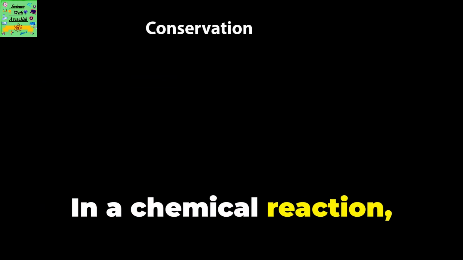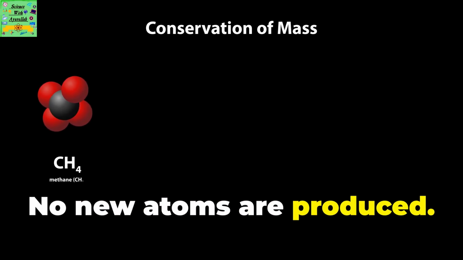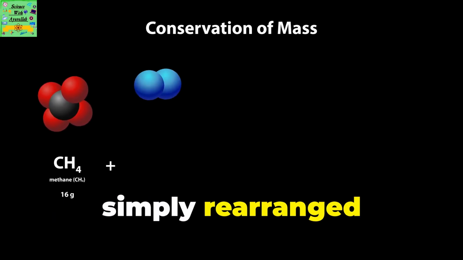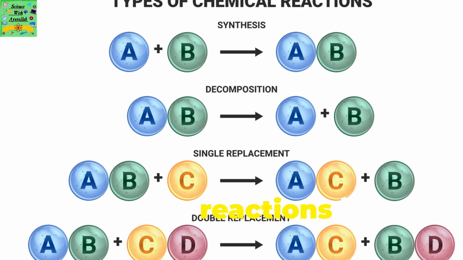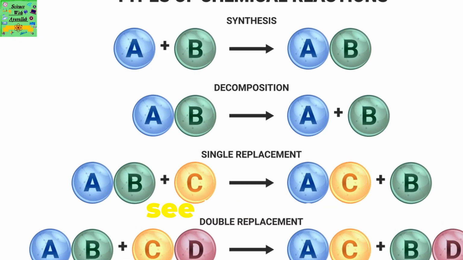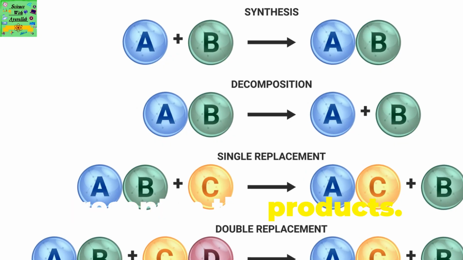In a chemical reaction, no atoms are lost. No new atoms are produced. The atoms are simply rearranged into new combinations. When you look at any of the equations for the reactions in this topic, you can see that the elements that are present in the reactants are also present in the products.